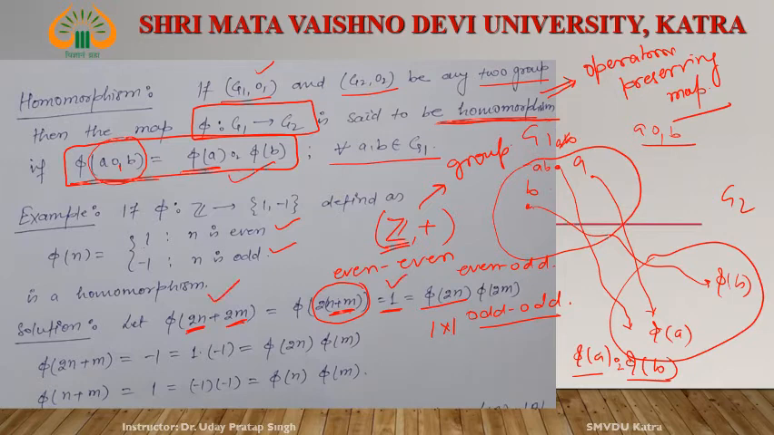Phi of 2n plus m is equal to, what is this? This is minus 1. Why? This minus 1 can be written as 1 into minus 1, since even plus odd is odd. What is 1? 1 is phi 2n, since 2n is even, therefore phi 2n is 1. And phi m is minus 1. Phi of n plus m: what is phi n plus m? Phi n is minus 1, phi m is minus 1. Right? Therefore, this phi map is a group homomorphism.